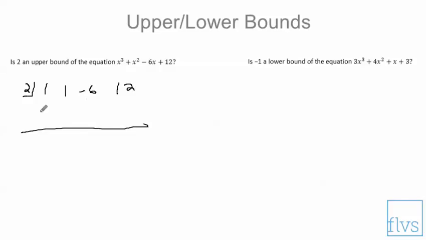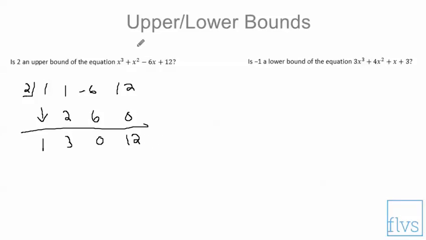So we got it set up. Bring the first number down to a 1. 1 times 2 is 2. 2 plus 1 is 3. 3 times 2 is 6. -6 plus 6 is 0. 0 times 2 is 0. 12 plus 0 is 12.